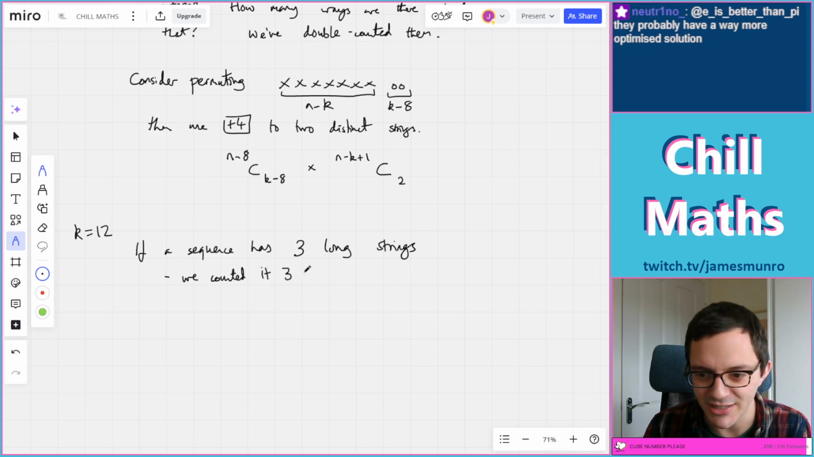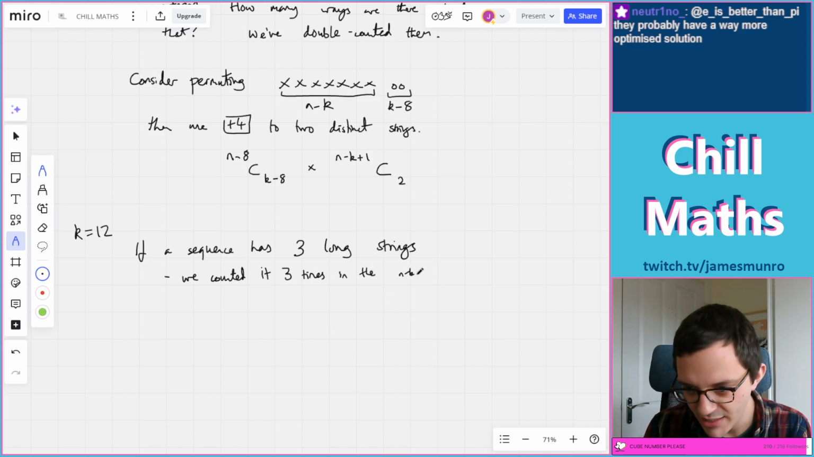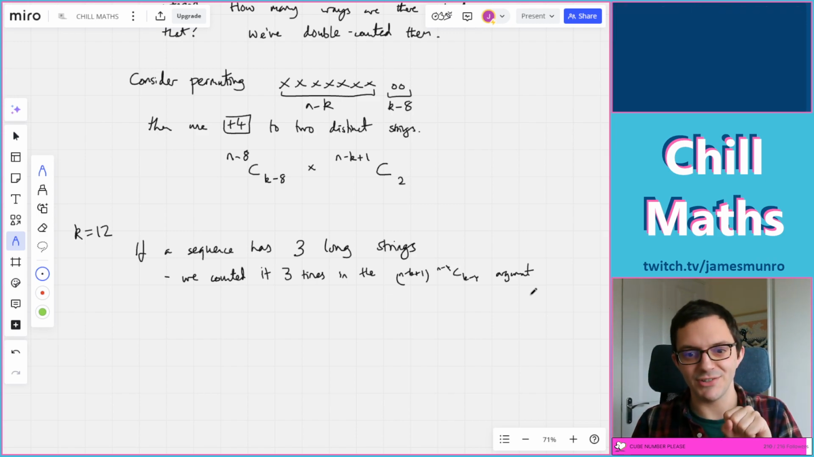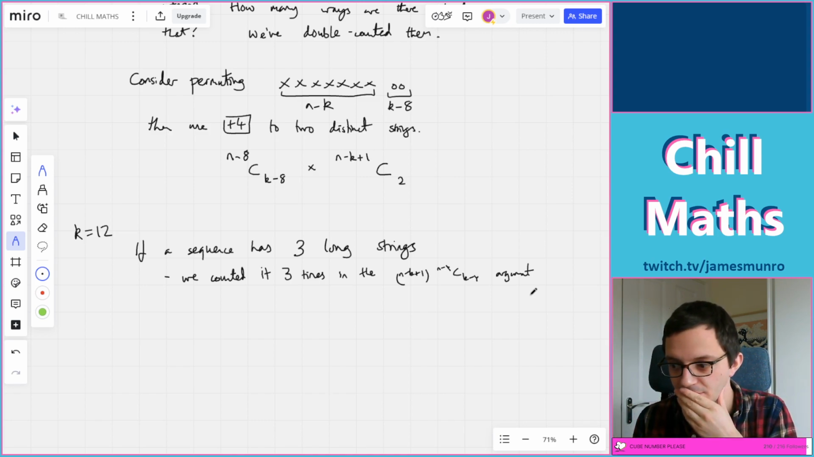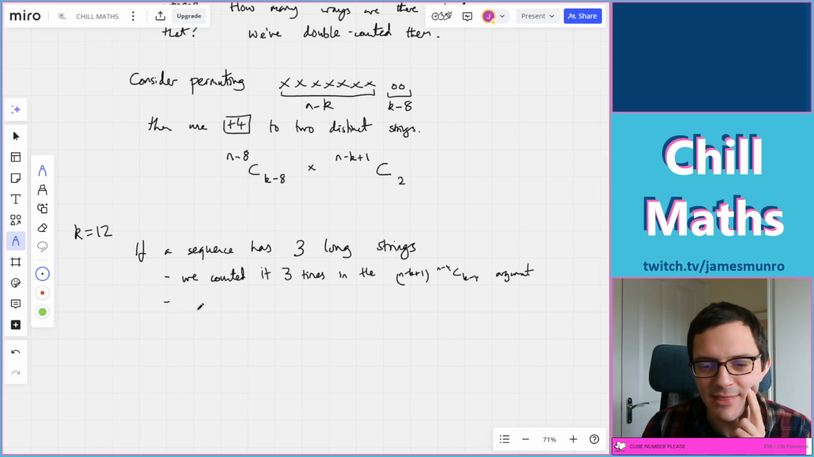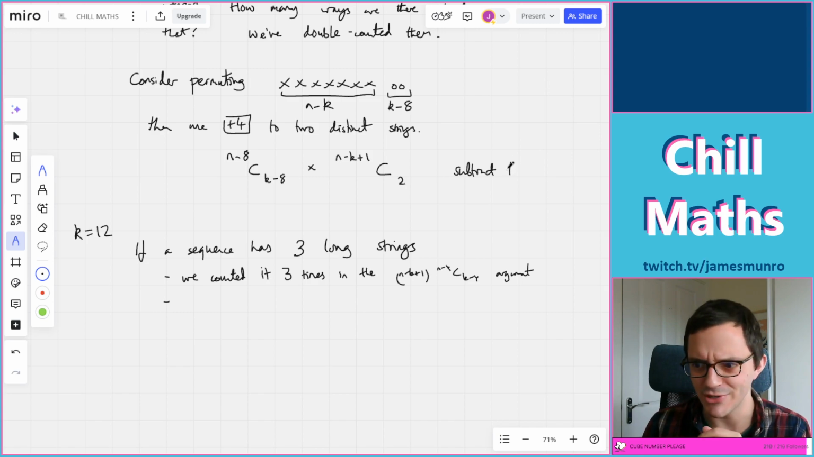We counted it 3 times in the n minus k plus 1, n minus 4 choose k minus 4 argument. That's pretty good. We triple counted it because you can make that by adding 4 to the front of any one of these 3 long strings. We counted it 3 times, and then we've subtracted. Our formula at the moment is subtract this. It's overcounting, so we subtracted it.